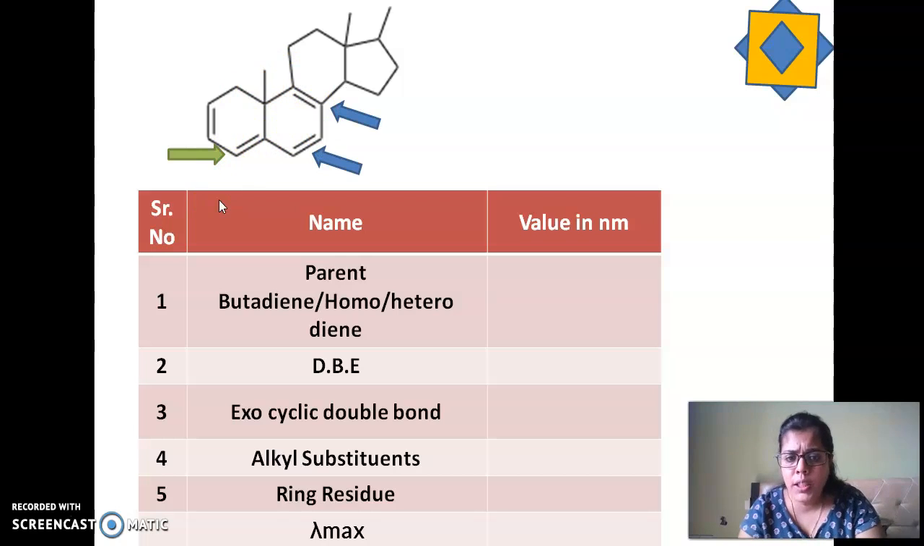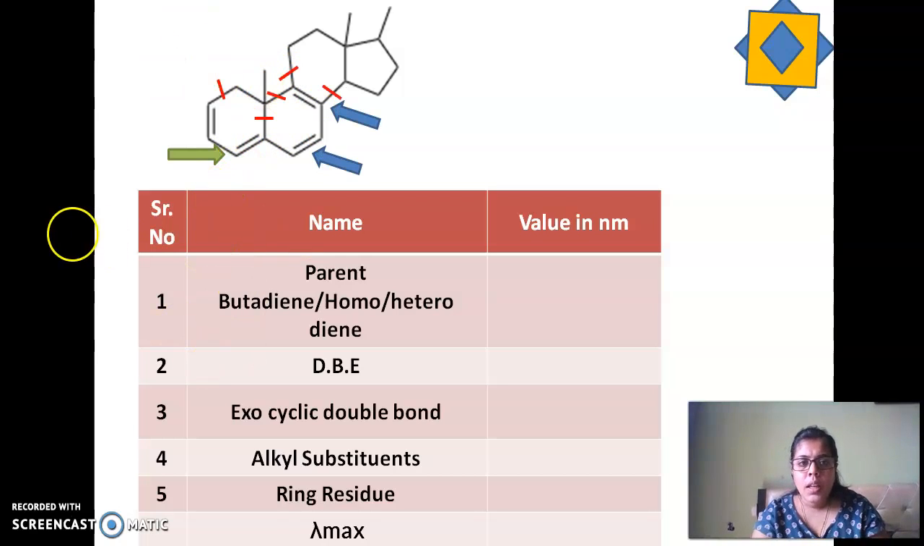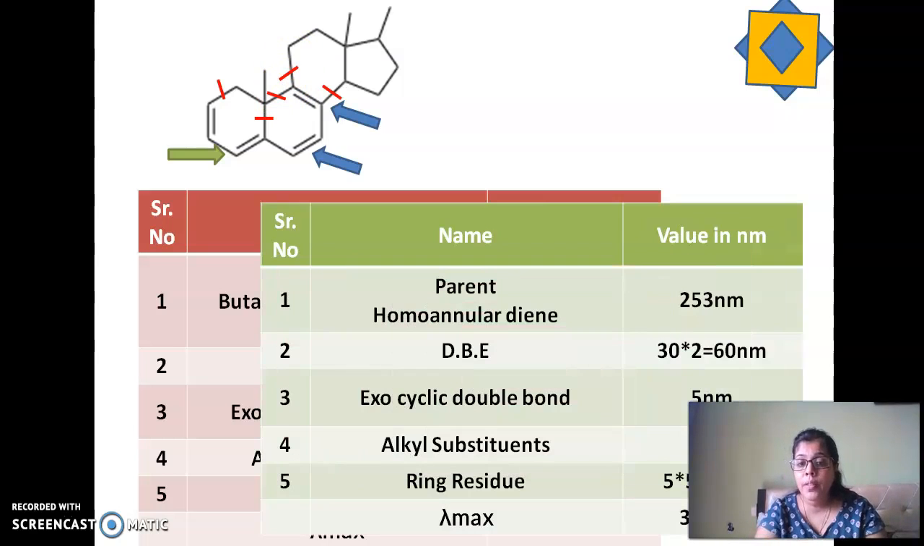Do I have alkyl substituents? No. But I have ring residues. How many? I have a ring residue for this carbon. Yes. For here, no. Here, no. Here, yes. Here, nothing. Here, I have one. Here also, this is my extended parent. So here there are 2 ways where I can go. So in total 1, 2, 3, 4 and 5 ring residues. So I have to add 25. Exocyclic 1 is 5. 2 DB is 60. Add it to the 253 parent and it comes to 343.